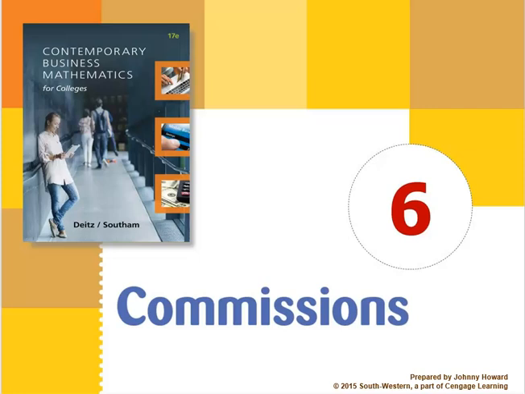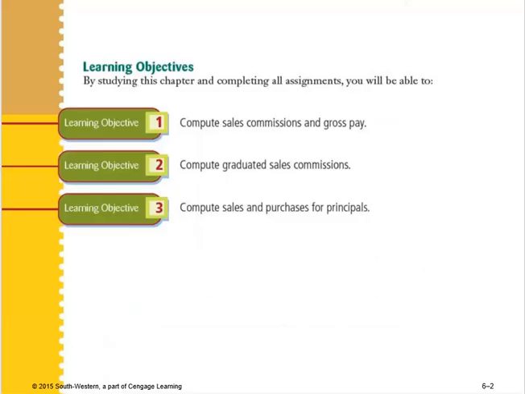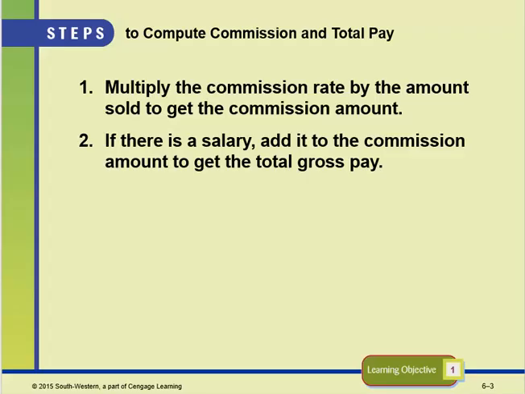Hi everybody, in this video I'm going to introduce you to the concept of commissions that you'll be learning about in Chapter 6. So there are just a few learning objectives. You'll first be able to compute sales commissions and gross pay. You'll also compute graduated sales commissions, and then finally compute sales and purchases for principals. And so the first one, computing sales commissions and gross pay, is the easiest type of commission to calculate.